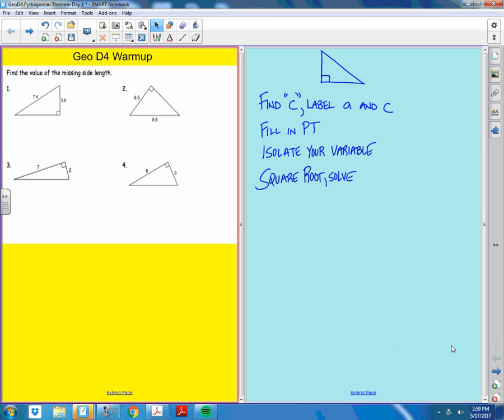So what I want to do today is Pythagorean theorem day one. Some of you remember, some of you don't. I'm going to do a quick refresher on Pythagorean's theorem.